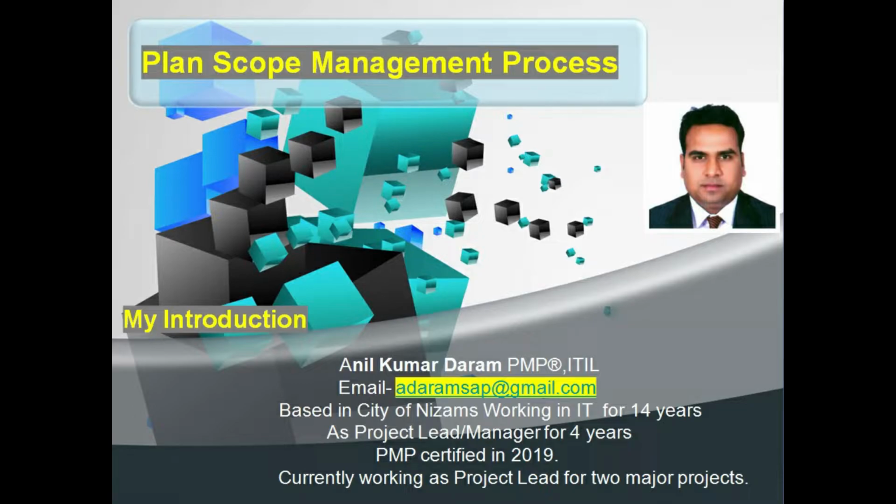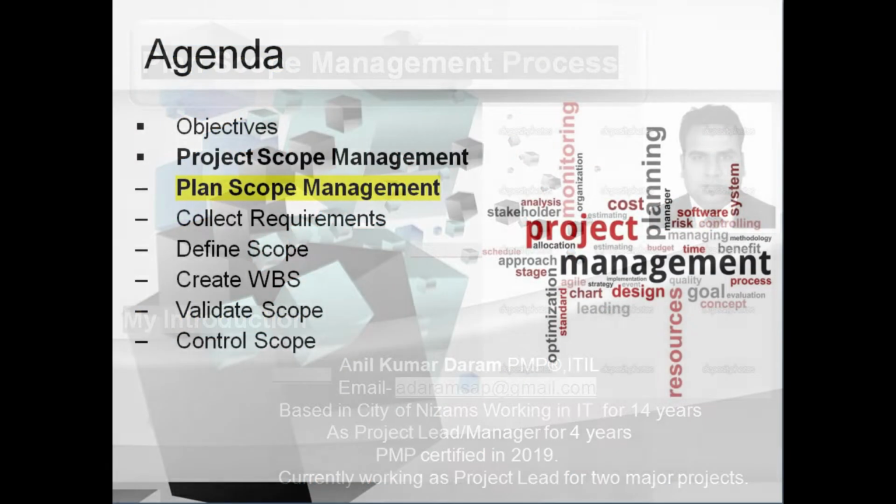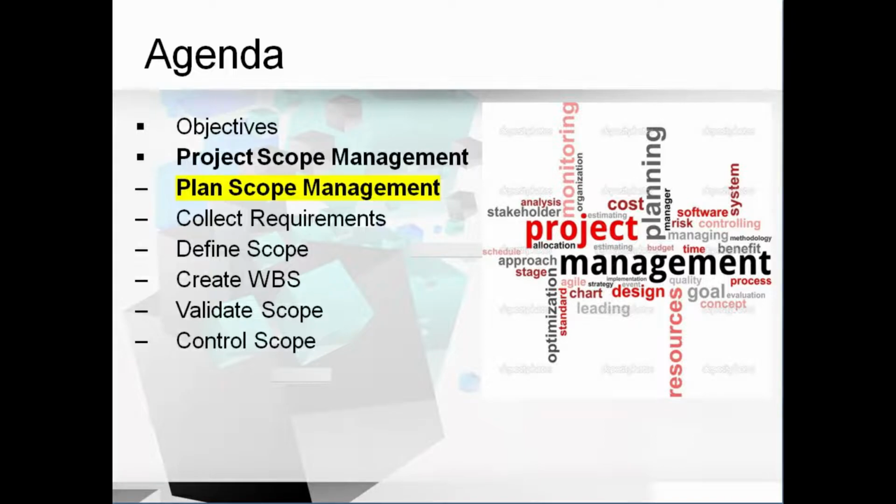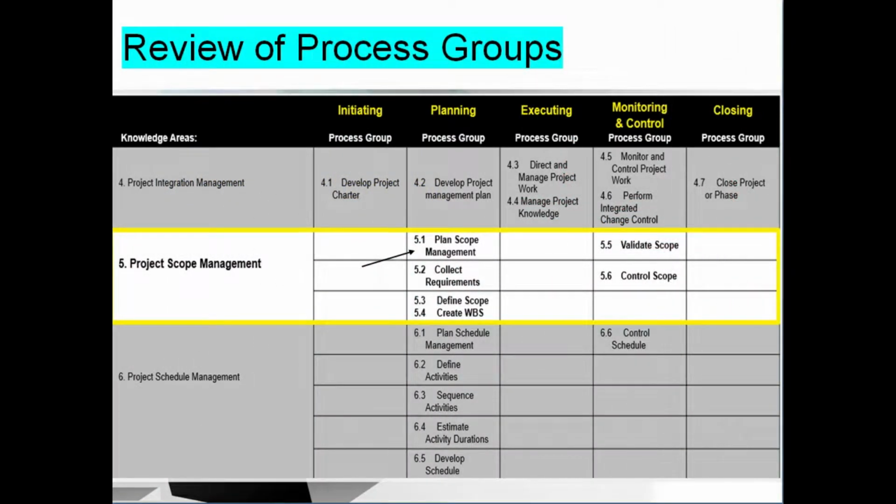As continuing with the previous video where I gave a brief introduction to scope management, keywords used and predictive versus agile life cycle. In this video, I'm going to explain you about the first process, that is plan scope management process, which falls under planning process group in more detail. That is about its inputs, tools and techniques and outputs.